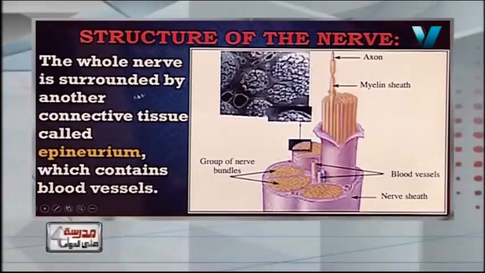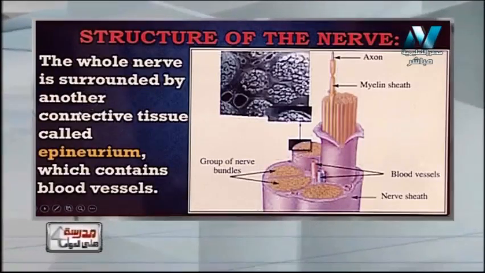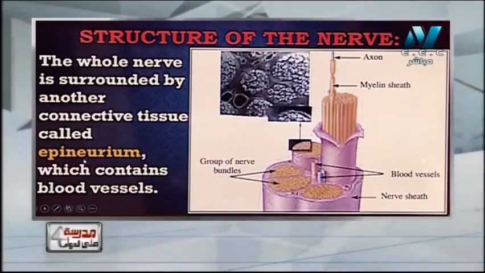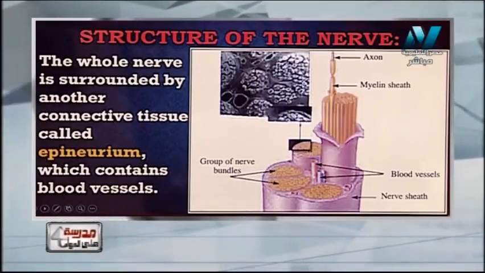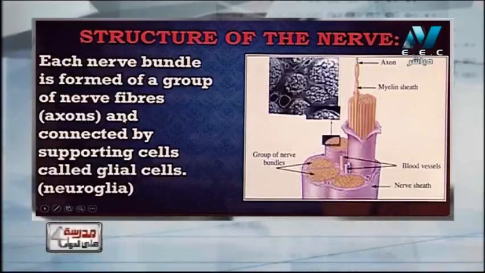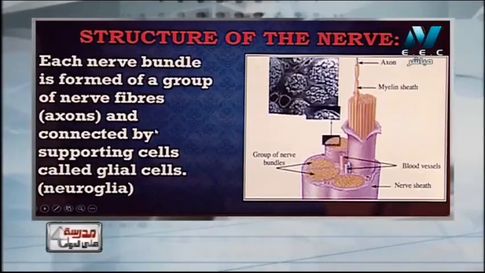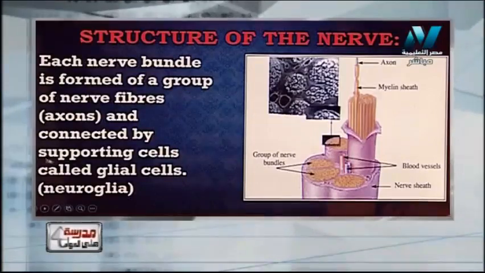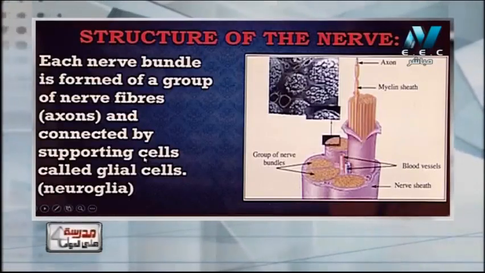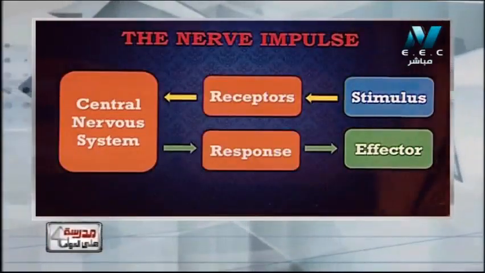The whole nerve, as you see in the picture, is surrounded by another connective tissue called the epineurium, which contains the blood vessels. Okay, so the axons are in the bundles of nerve, and there is some other type of cells that is called glial cells or neuroglia.